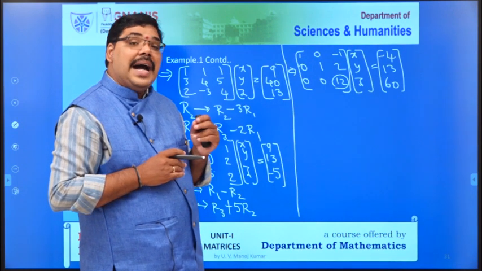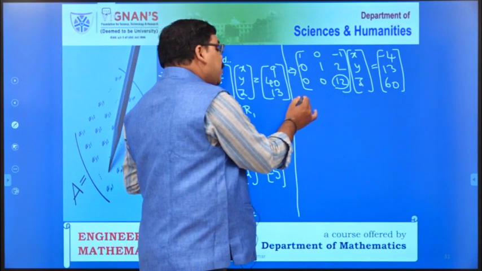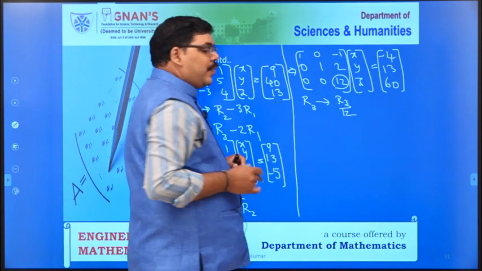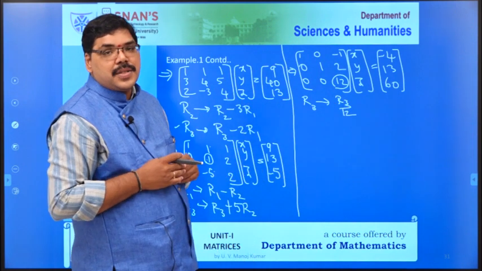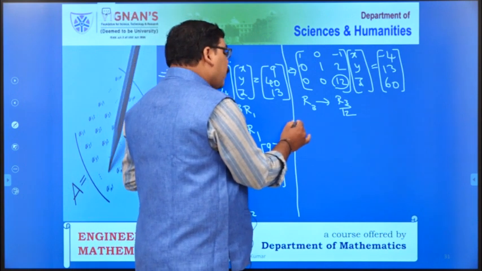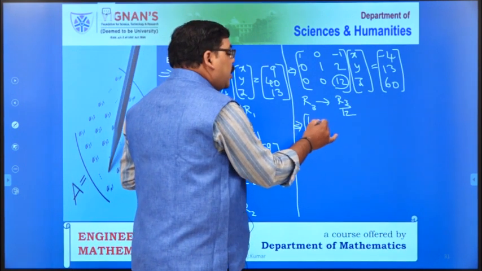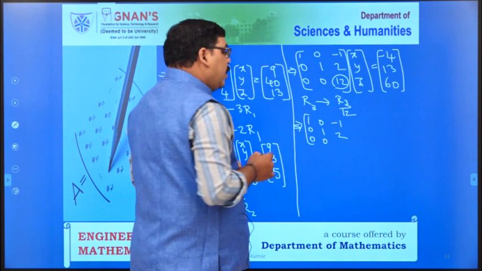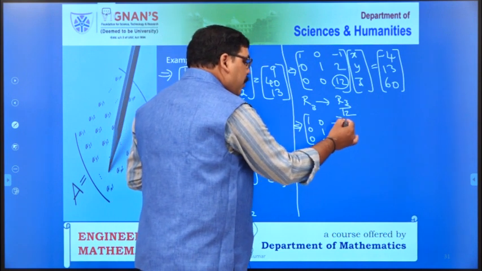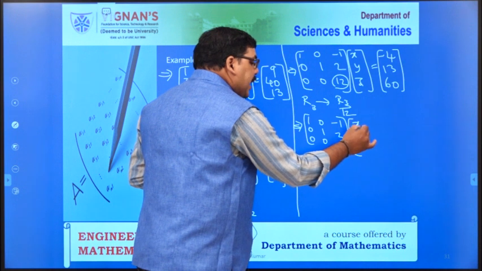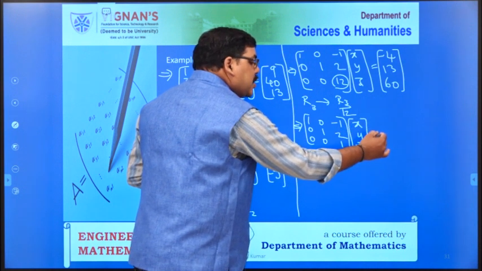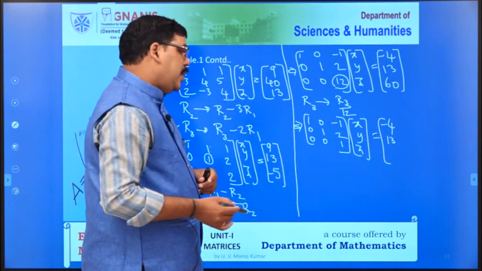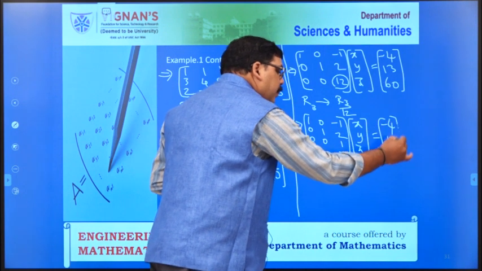So what will I do? I will divide R3 by 12. So R3 changes to R3 divided by 12. The same row operation you have to apply on the other side also. So what will I get? 1 0 minus 1, 0 1 2, 0 0 12 by 12 which is 1, into x y z equals minus 4, 13, 60 by 12 which is 5.